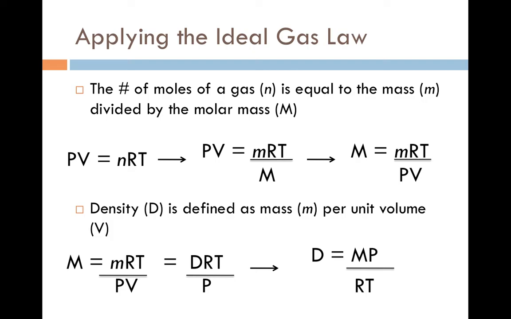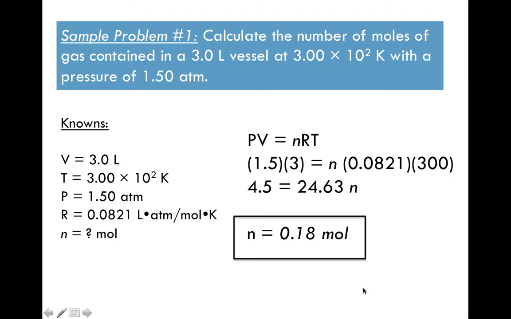There are two derivative equations from the ideal gas law equation. This is just how you derive them, but really what you need to know is right here. If you want to use molar mass and actual mass, you use this equation, where big M stands for molar mass and little m is actual mass: M = mRT over PV. And the one at the bottom takes advantage of density: density equals the molar mass times P over RT.